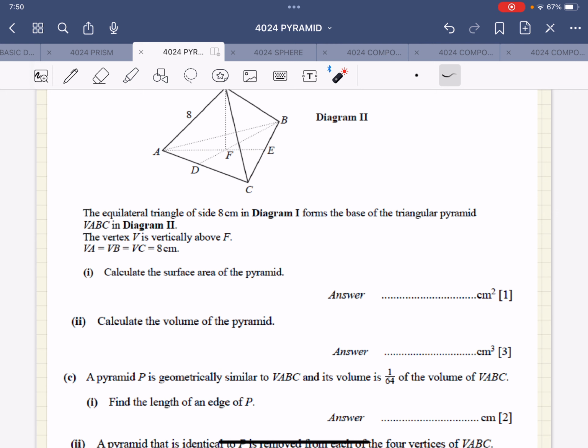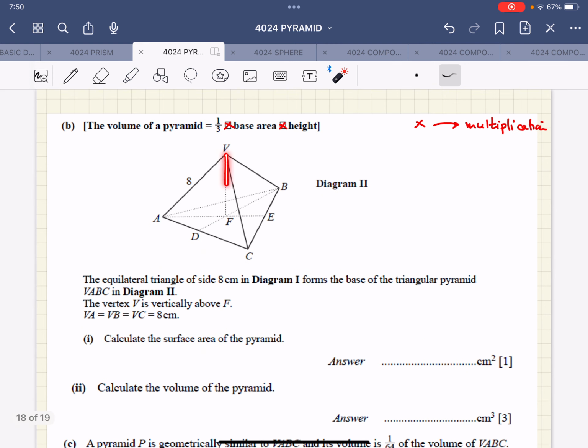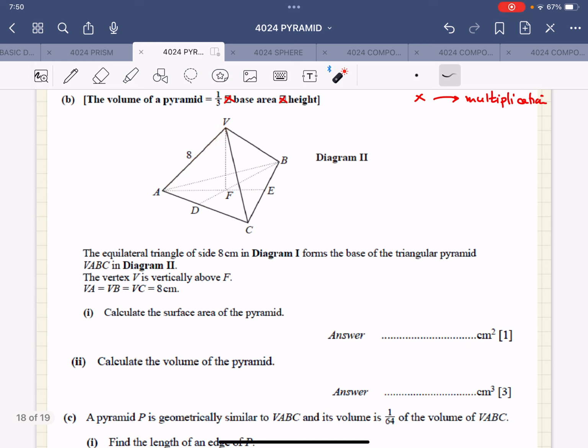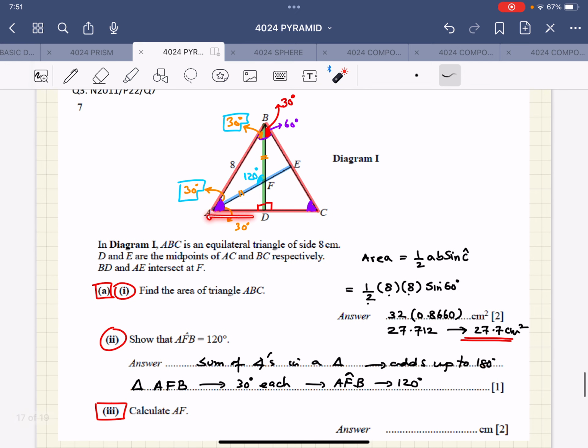And then it says the vertex V is vertically above F. So V is vertically above F right over here. Now it says the other dimensions are given. This is 8. AF is known. We just calculated it. Calculate the surface area of the pyramid. And what else is there? And then it says VABC in diagram 2. Now we have how much? We have AC. Now let me first label it. We have AC as 8, we have this thing as 8, we have BC as 8.